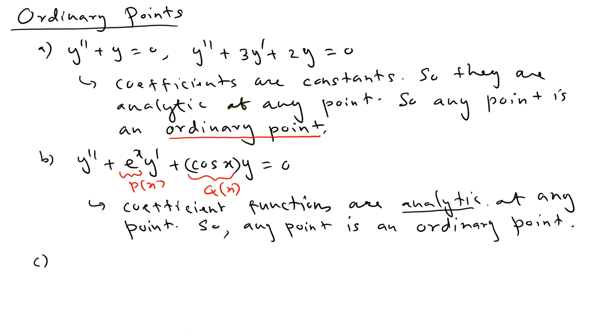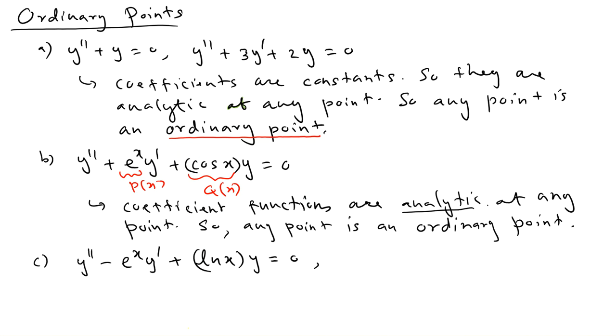So you can see y double prime minus e^x y prime plus ln x y equals 0. How about this one? What about ln x? If you look at ln x, you can see that at 0 this function is not even defined. So there's a problem now.